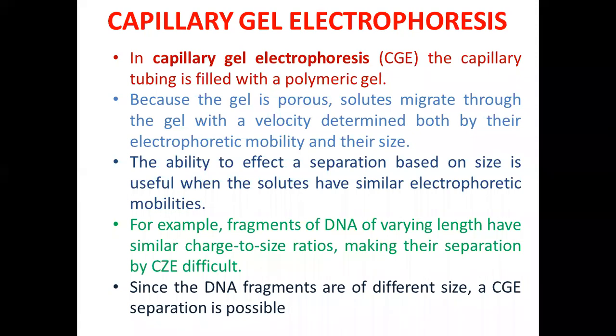So say for example, DNA fragments can be separated. Even varying length of DNA fragments will be having similar charge to size ratio. In conventional capillary zone electrophoresis, it is difficult to separate them. But DNA fragments are having the ability to get partition. Therefore, capillary gel electrophoresis is the most suitable technique for the separation of DNA fragments based on their size.